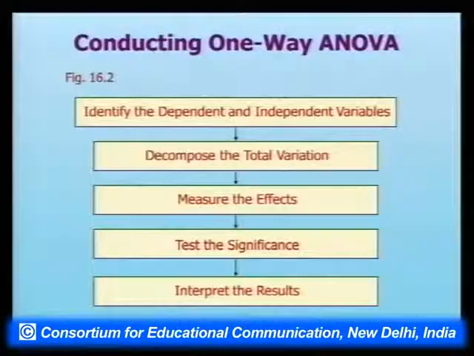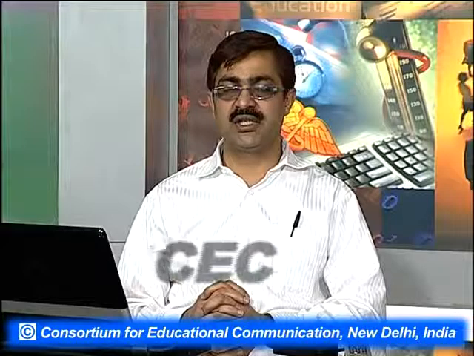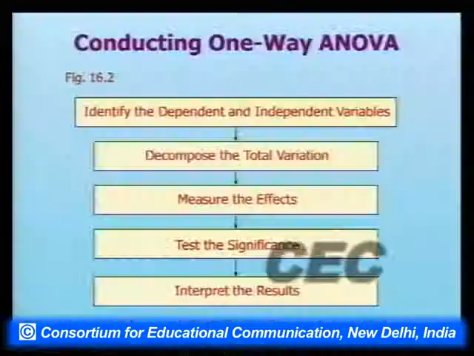Then we decompose the total variation of the dependent variable. So we have to understand the total variation of the dependent variable. We will decompose this total variation into what can be explained by the independent variables and what cannot be explained by the independent variables. So we decompose the total variation. Then we measure the effect.